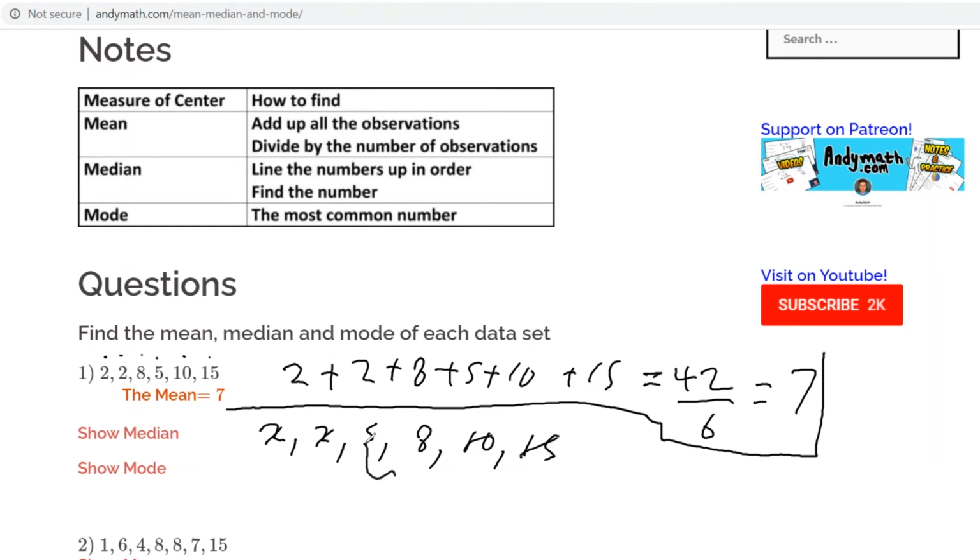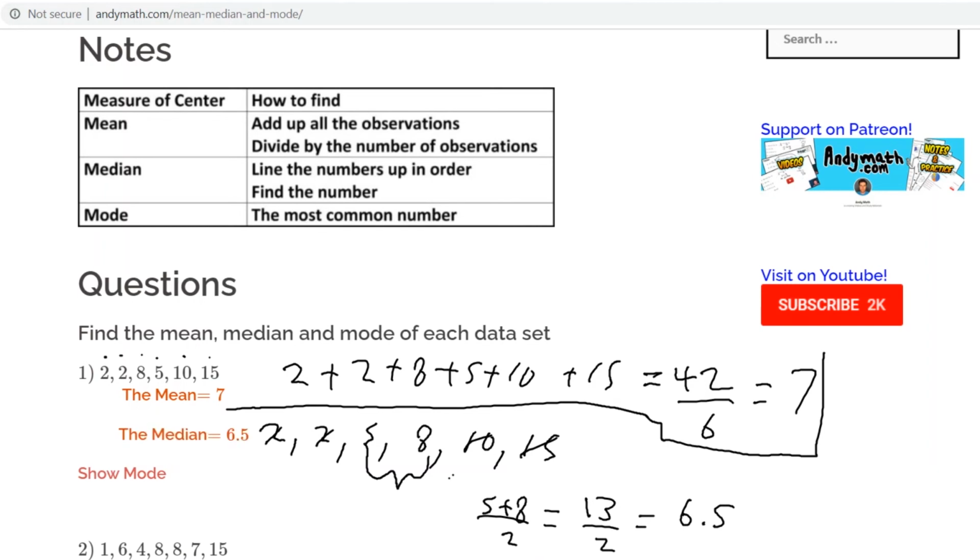And now there's 2 in the middle, 5 and 8. If that ever happens, you want to take the average of the two numbers in the middle. So 5 plus 8 divided by 2 will give us the average. That's 13 over 2, which is also 6.5. So 6.5 should be the median.